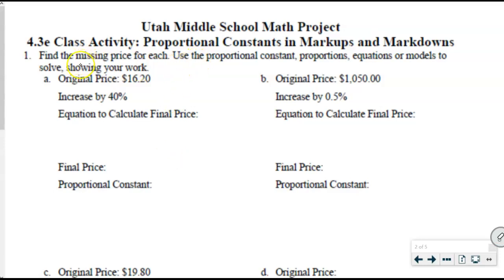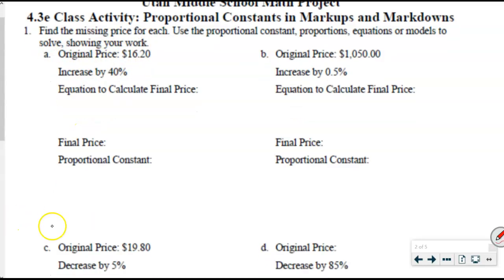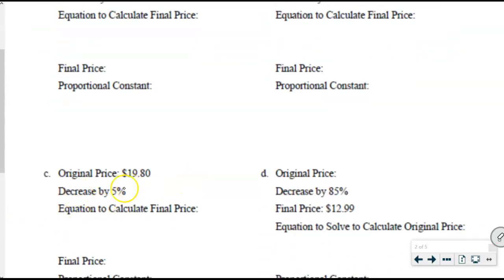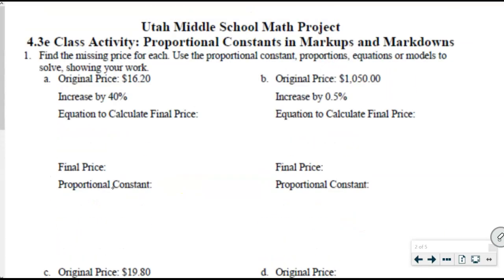What it says here says find the missing price for each. So in the first couple examples, actually, it gives us the original price. It tells us what's happening. We're increasing by 40%, or later on, maybe we're decreasing by 5%. Before we answer the question, notice that there is this baby step. Write the equation that's going to help us to calculate the final price that it's asking.